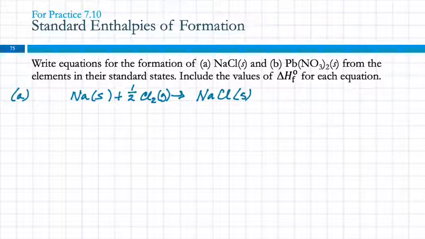Okay? It's not half an egg, it's half a dozen eggs, right? You could buy half a dozen eggs. You can't buy 1/2 of an egg, right? They don't like that. So then it says include the values for delta HF. So we go look it up.